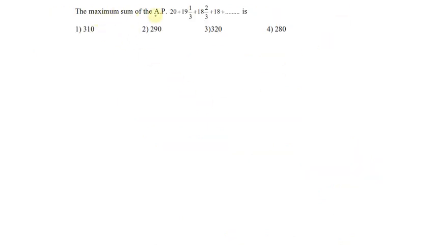The maximum sum of the AP 20 plus 19 1 by 3, 18 2 by 3 plus 18 and so on. So this output should be maximum. Clearly you can observe one thing: 20, 19 1 by 3, 18 2 by 3, the values are gradually decreasing. So gradually decreasing means somehow you will get negative terms also.